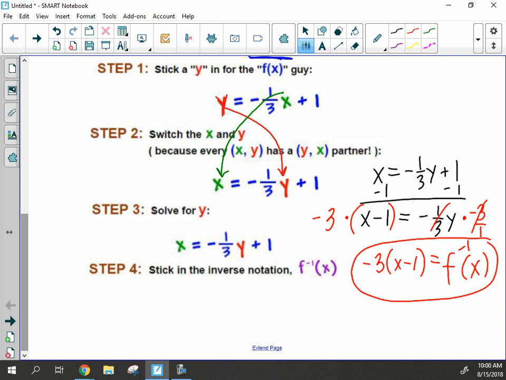So we're going to take a few minutes to practice that on the problems on the back, following the same 4 basic steps as before. Step 1, make sure there's a y in the problem. If you see f of x, change that to the y. Step 2, switch the x and the y. Step 3, solve for y. And then step 4 is put the f of x back with the little negative 1. So I'm going to go to the next page.